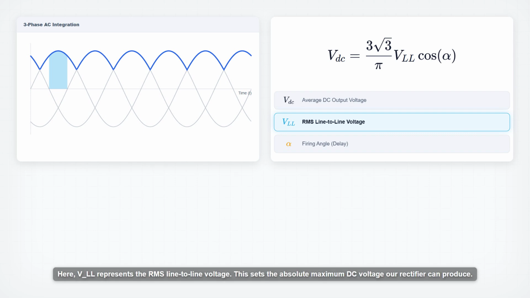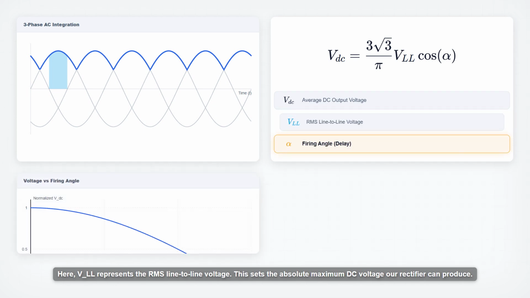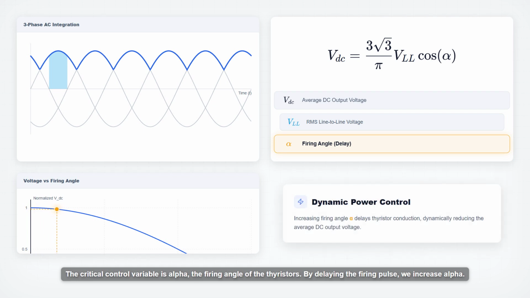Here, V_LL represents the RMS line-to-line voltage. This sets the absolute maximum DC voltage our rectifier can produce. The critical control variable is alpha, the firing angle of the thyristors. By delaying the firing pulse, we increase alpha. As alpha increases toward 90 degrees, the cosine term drops, reducing V_DC. This is the essence of dynamic power control.